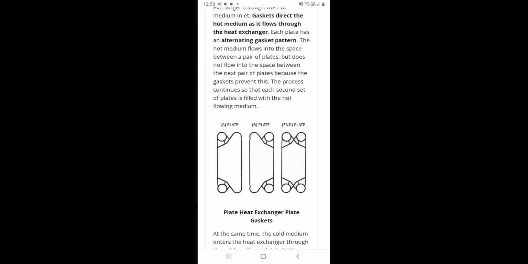In this plate type heat exchanger, how many types of plate will be there? These are the three plates actually. This is the end plate. This is plate A. This is plate B. And what are the types of plate you are using for a plate type heat exchanger?